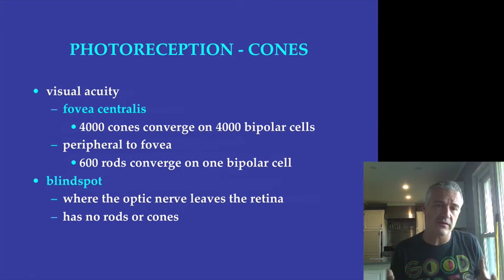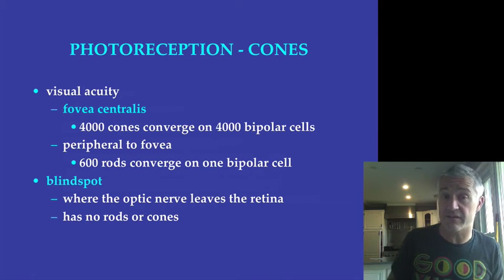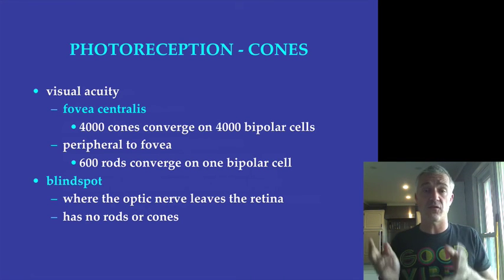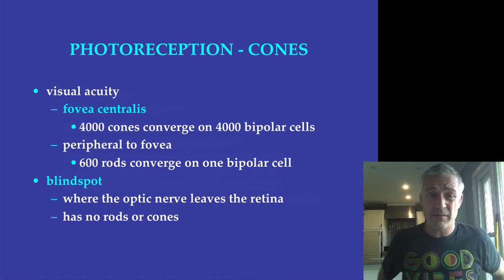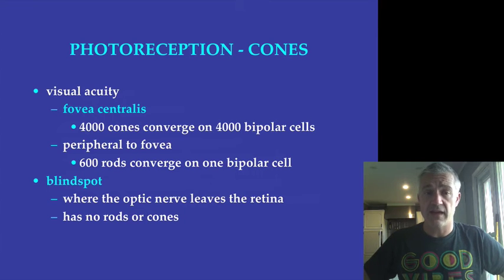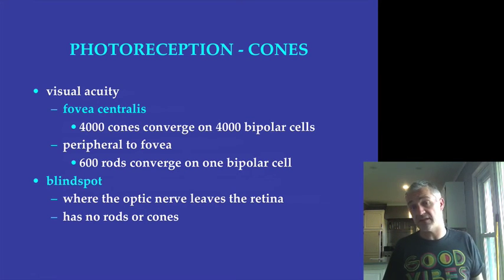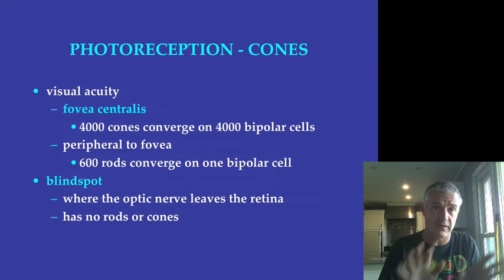Again, when we start talking about the fovea centralis, why our straight-on vision is so good is that we have very little convergence happening. So you might have 4,000 cones going to 4,000 bipolar cells, but when you're out in your peripheral vision, it might be 600 rods going to one bipolar cell. So the eye does have a lot of convergence. In all honesty, there's a lot of processing that takes place in the eye. Again, there are no photoreceptors on that blind spot, but our brain does kind of take the peripheral areas around that and fill that in.